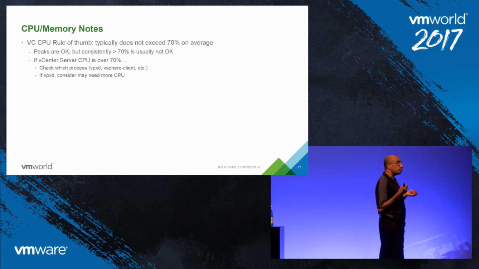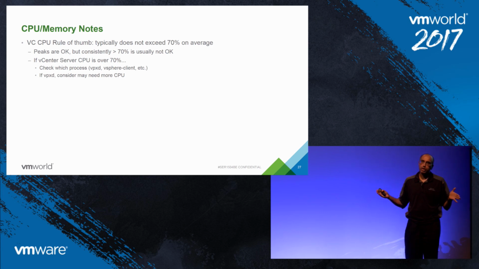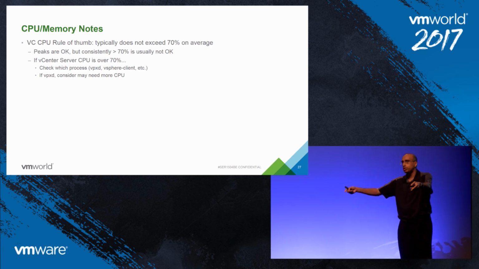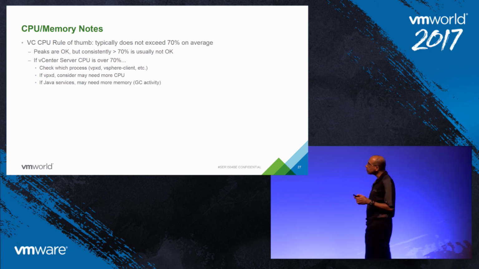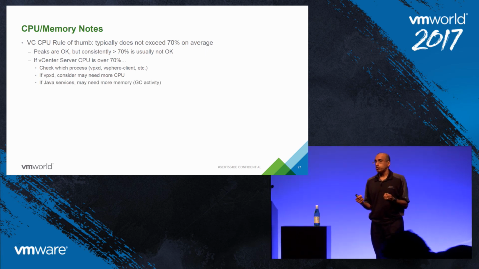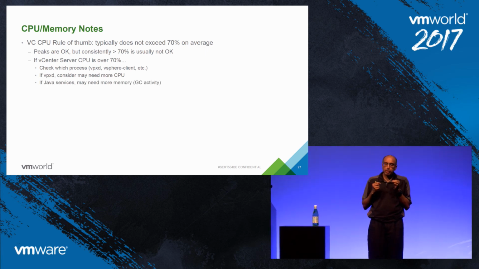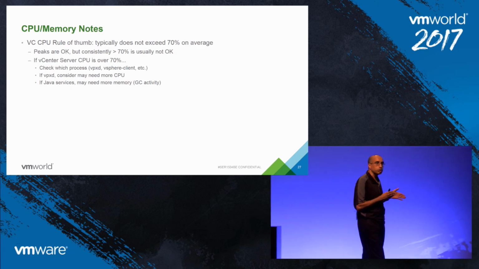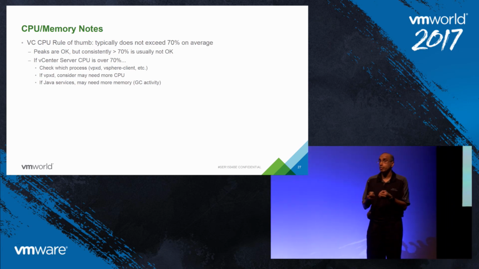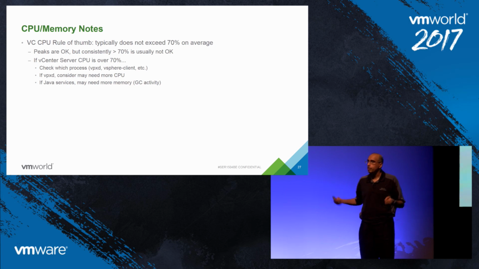If that process is VPXD, it's a C++ process, maybe you need to add more CPUs to your vCenter server, or maybe you have to split out your environment. If it is one of the Java services, you might have to increase the heap memory for that Java service, because maybe it's spending a lot of its time garbage collecting because it doesn't have enough memory.